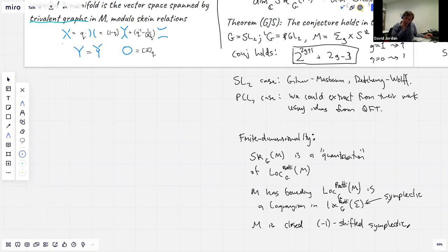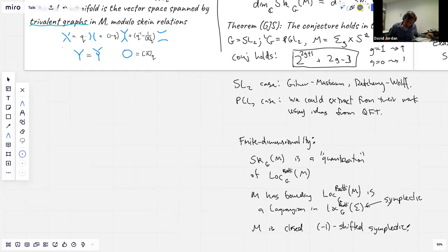But if you quantize something which is minus one shifted symplectic, then essentially a minus one shifted symplectic structure is like the intersection of two Lagrangians. And what you can think about our result as saying is that if the quantization parameter is generic, then the two Lagrangians that you've intersected to compute the skein module are in sort of generic relative position, and so then the intersection is finite. And what happens when Q goes to one, say, the intersection becomes non-generic and you get some pathology.